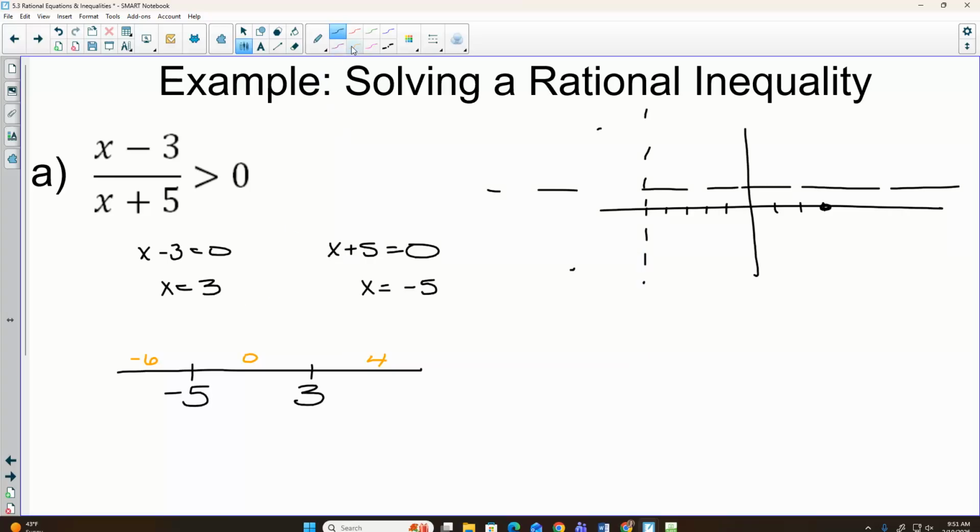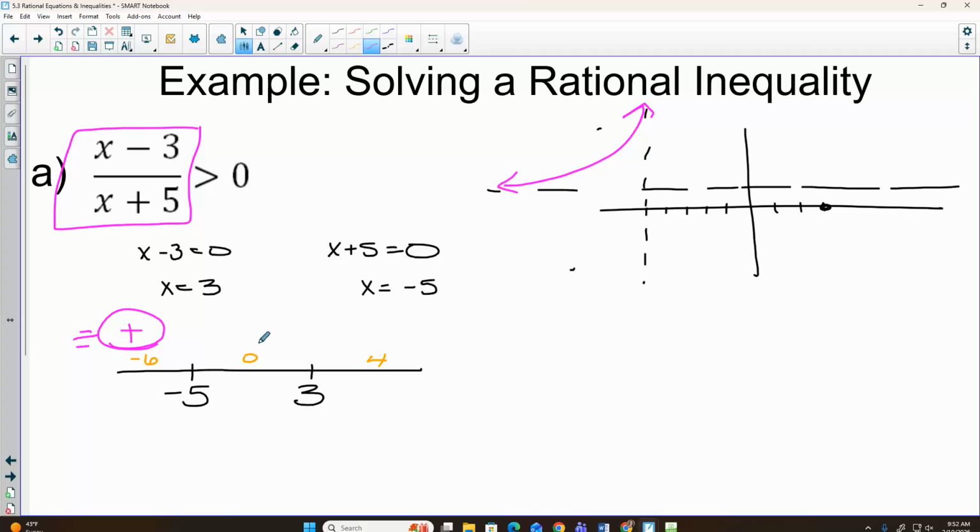So if I put in a -6 and I'm plugging it into this fraction, I don't even really care about the number. I just care, is it a positive or negative? -6 minus 3 is negative. -6 plus 5 is negative. If you divide two negatives, you get positive. So that tells me this section was up here.